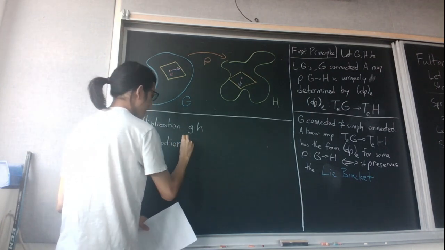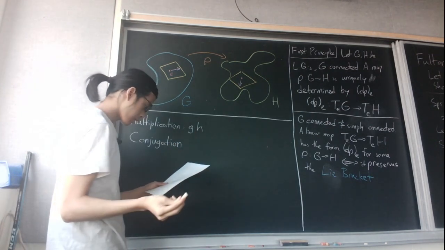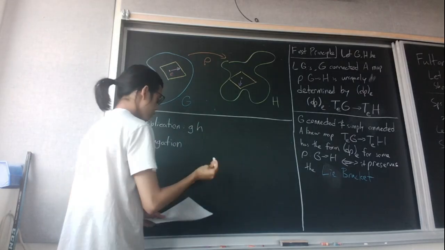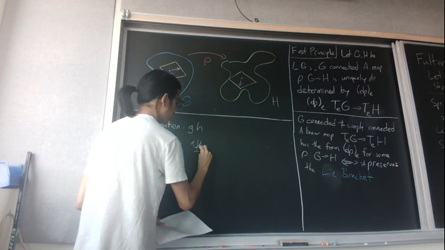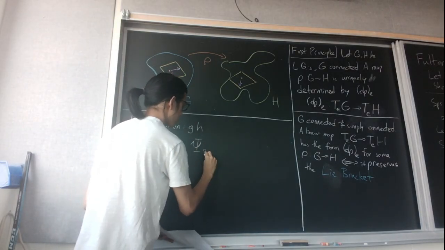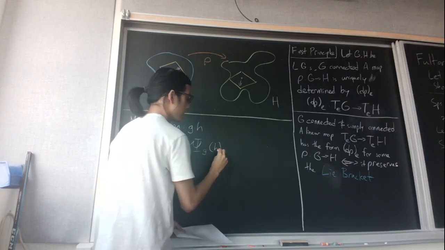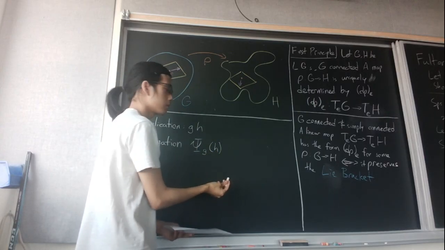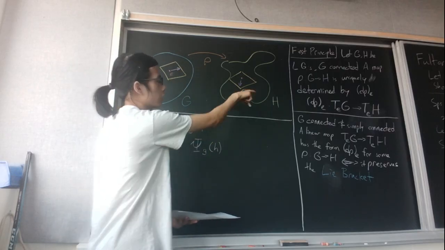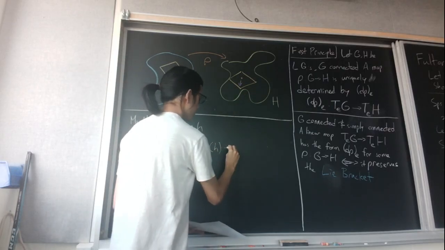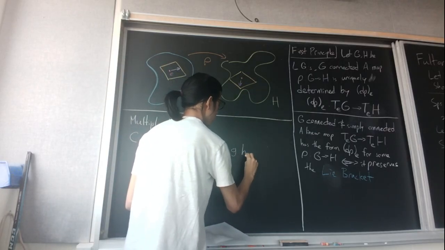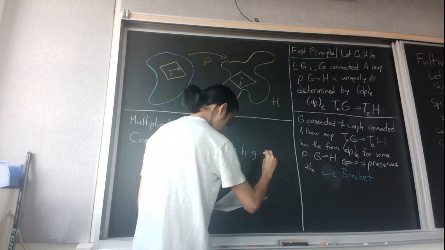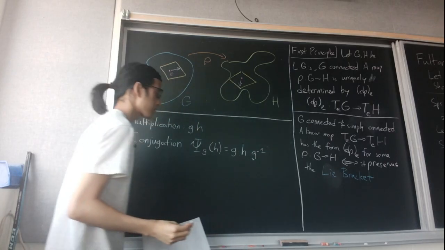This is not an English class, but basically the conjugation map is going to be denoted by an uppercase psi, subscript g. And if we input an h, g and h are both group elements, by the way. They both live in the starting space. This is going to be defined as g times h times g inverse. Yes, I did that in the right order.